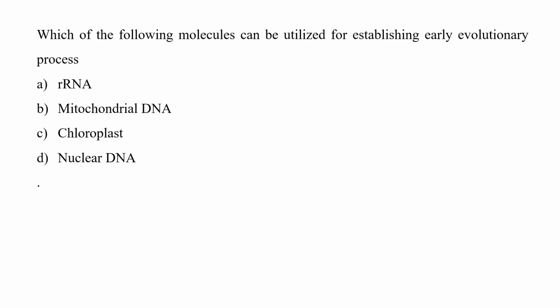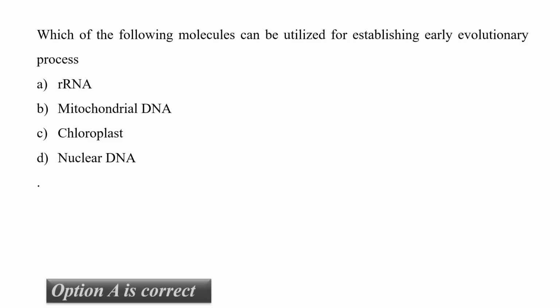Which of the following molecules can be utilized for establishing early evolutionary processes? Ribosomal RNA, mitochondrial DNA, chloroplast DNA, or nuclear DNA? The 16S ribosomal RNA gene is a universal marker for phylogenetic reconstruction because of its high conservation. So, ribosomal RNA is an established marker for establishing the early evolutionary processes.